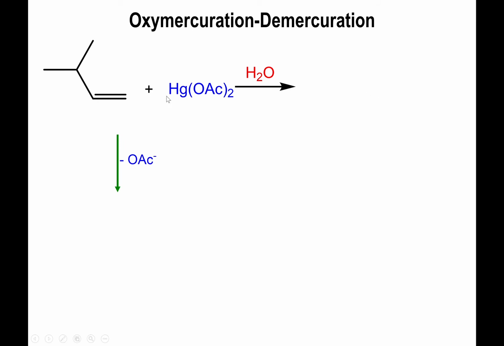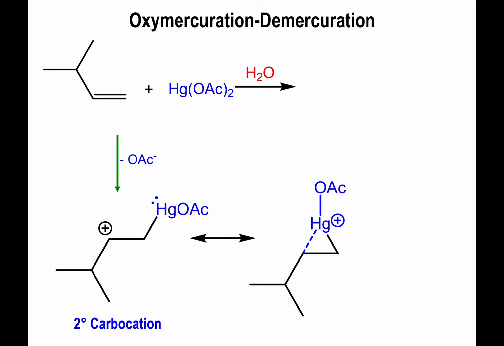So the first thing that takes place is that one of the acetates comes off, and the alkene attacks the mercury. So it actually forms a carbon-mercury bond. All right, so you have your acetate leaving group in that process, and this creates technically a carbocation. So this will be a secondary carbocation. But here's the kicker: because mercury is so big, you don't actually form this carbocation, because mercury, as a result of its size, is basically sitting on top of both of these carbons.